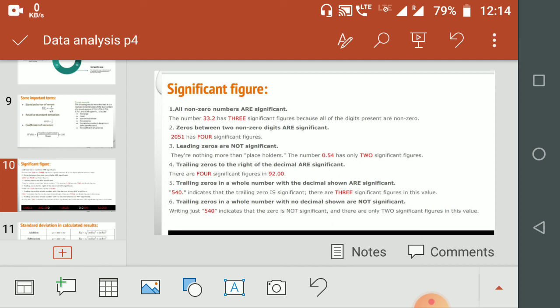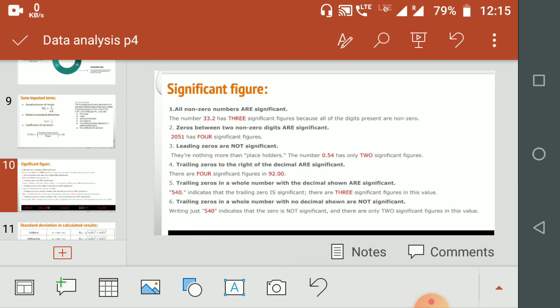Trailing zeros to the right of the decimal are significant. There are four significant figures in 92.00. Trailing zeros in a whole number with the decimal shown are significant. Writing 540. indicates that the trailing zero is significant, and there are three significant figures in this value. Trailing zeros in a whole number with no decimal shown are not significant. Writing 540 indicates that the zero is not significant, and there are only two significant figures in this value.